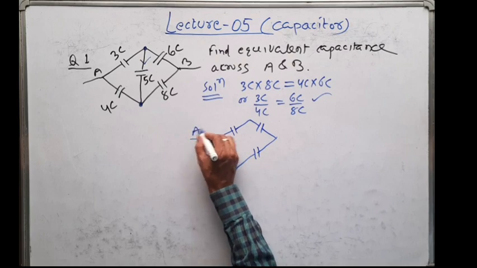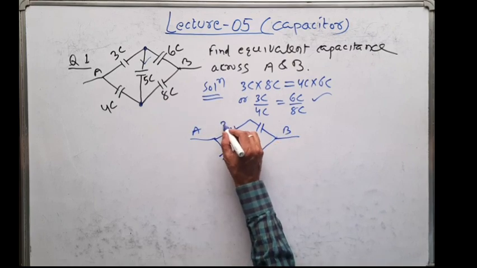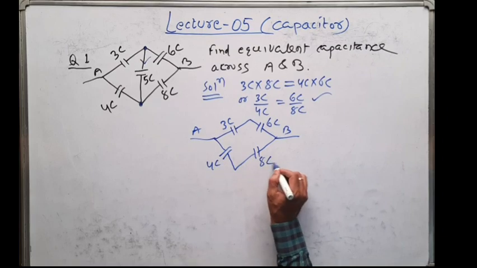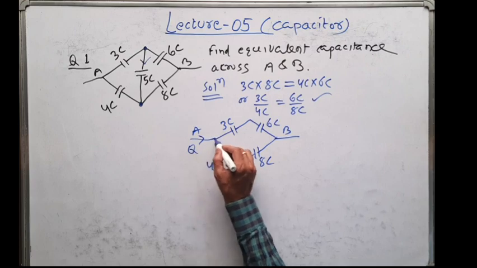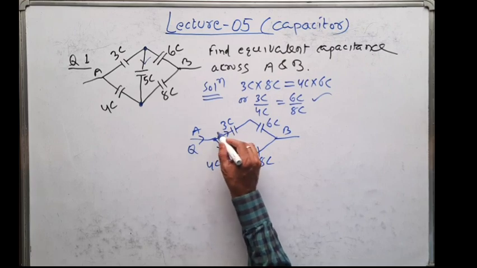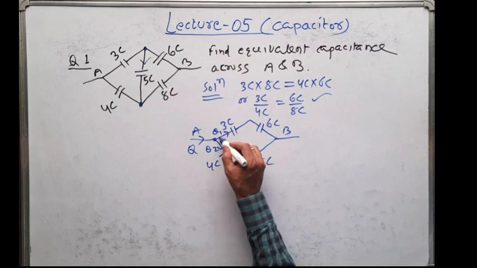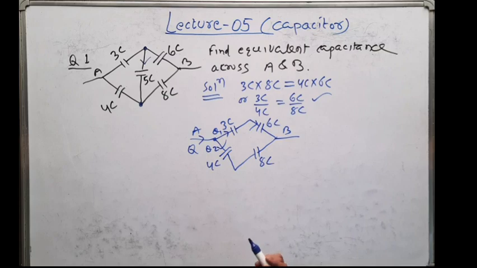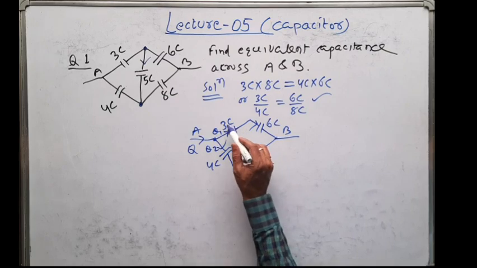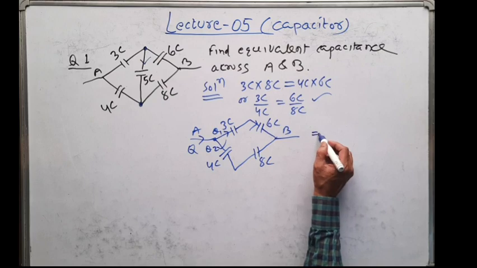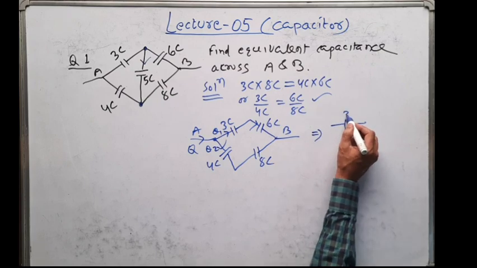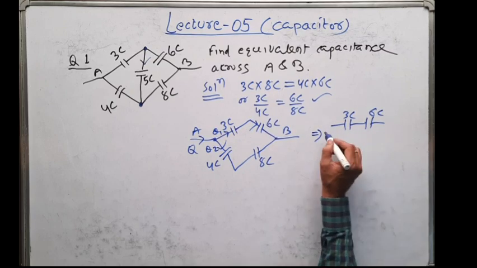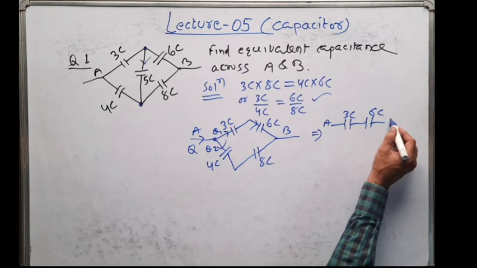So this is A terminal, this is B terminal, this is 3C, this is 6C, this is 4C, this is 8C. So now if you give charge entry at A point, this charge will divide here Q1, here Q2. Now same Q1 will flow through this. That means we know in series connection charge remains same. So this 3C and 6C are connected in series, from A point to B point.